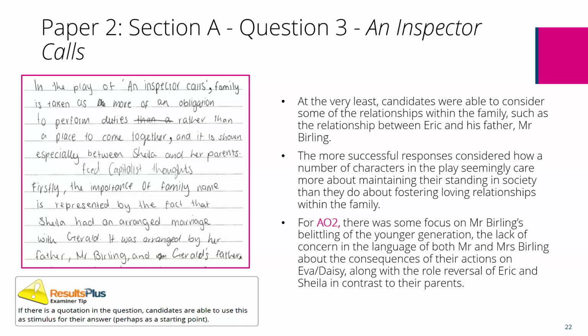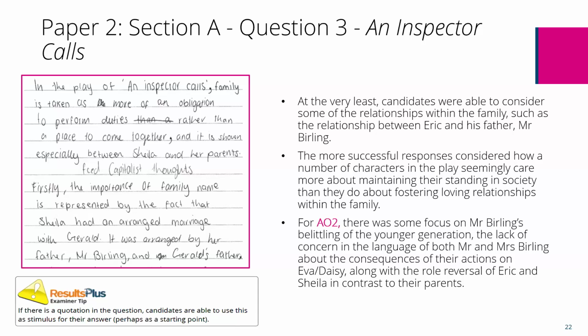The examiner tip here is, if there is a quotation in the question, candidates are able to use this as stimulus for their answer, perhaps as a starting point. And here, of course, we did have a quotation for this question 3 in the June paper. So some points from the examiner report, and obviously page 12 of the examiner report onwards will give you a lot more points than we're covering today, but some quick overviews here.